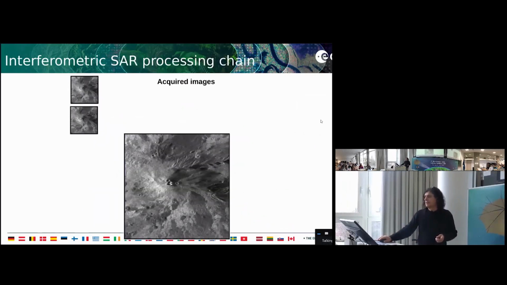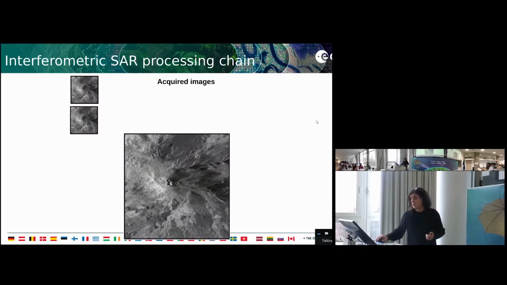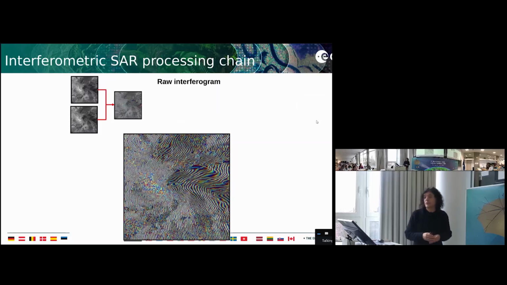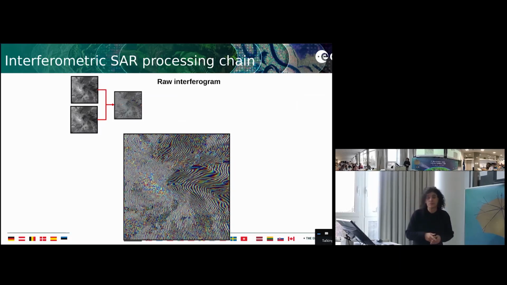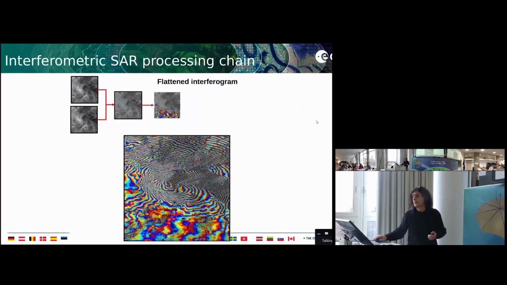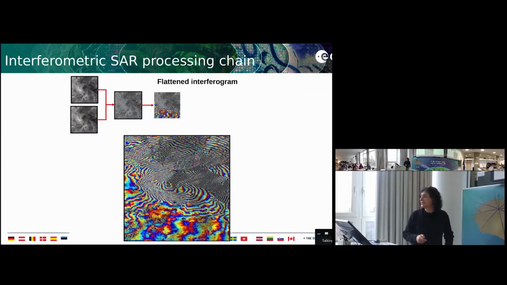Okay, so the interferometry processing chain is the following. We start from the acquisition of the data, we co-register the data, and we compute the raw interferogram. Okay, so we get this. We compensate the reference geometry, which in the older days was always a flat terrain. So this is what we call flattening. We were flattening the phase.